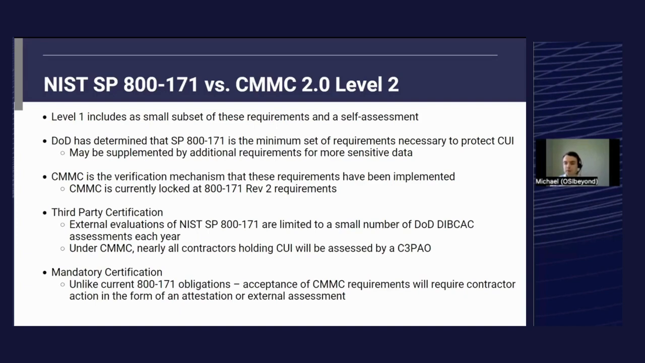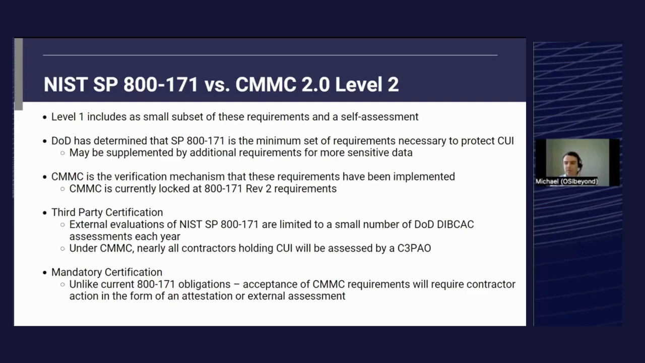Looking at third-party certification, as of right now, with this 800-171 system that we're operating under, the only true external independent assessments of 800-171 are limited to the small number of DoD DIBCAC assessments that are conducted. That's a small group of teams, a small number of contracts, relatively speaking. Under CMMC, nearly every single contractor holding CUI will be assessed by an outside private entity, or a C3PAO.